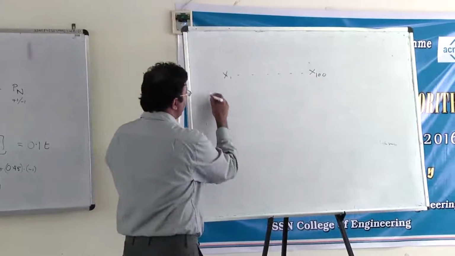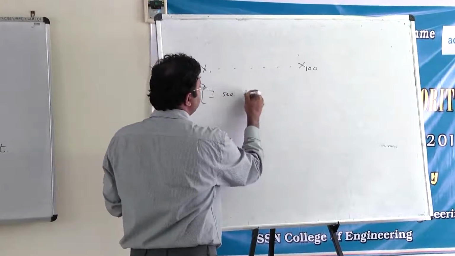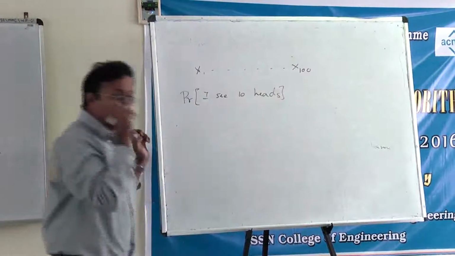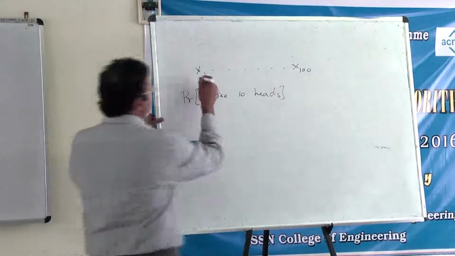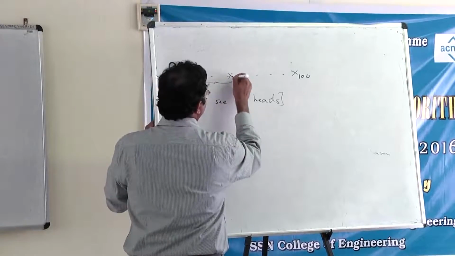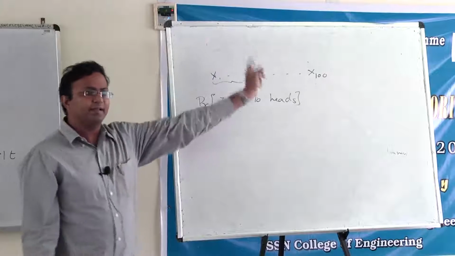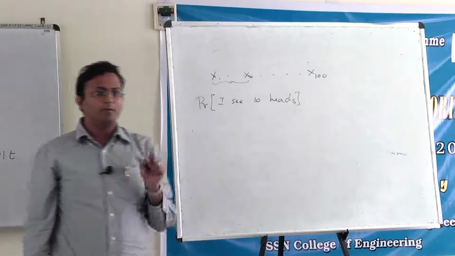Now, what is the probability I see 10 heads? Can someone calculate? What is the probability that the first 10 of them are heads and the rest are tails? So x1 to x10 are heads, x11 to x100 are tails. What is the probability of that?